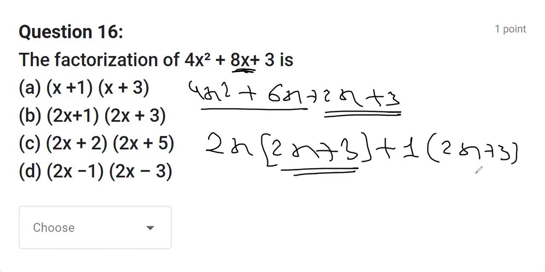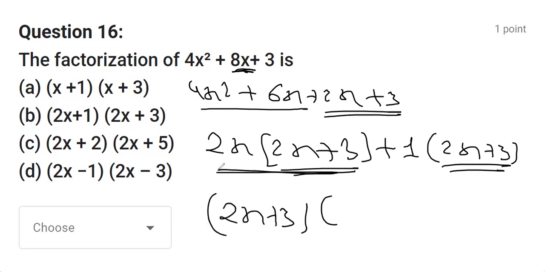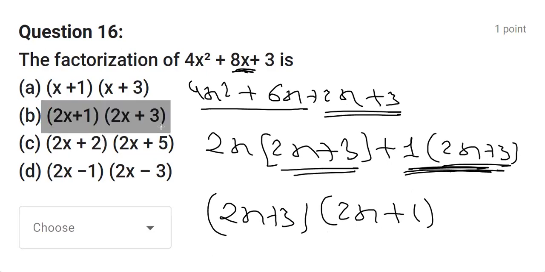Now you can check, 2x plus 3 and 2x plus 3 is common throughout the two terms. So take 2x plus 3 common. Dividing the first term with 2x plus 3, we are getting 2x, and dividing the other one with 2x plus 3, we are getting 1. So clearly 2x plus 3 and 2x plus 1. So order does not make a difference. As you know, multiplication is commutative. So 2x plus 1 and 2x plus 3 is the correct answer.